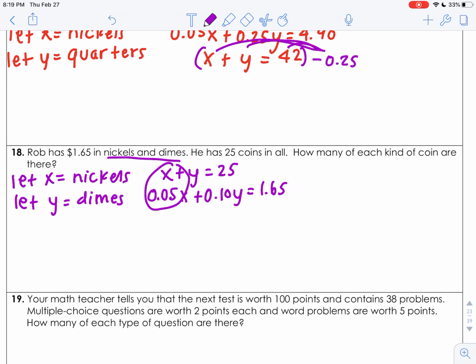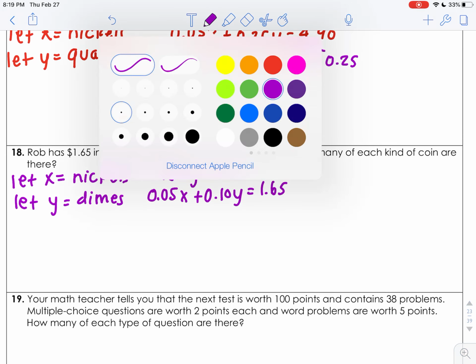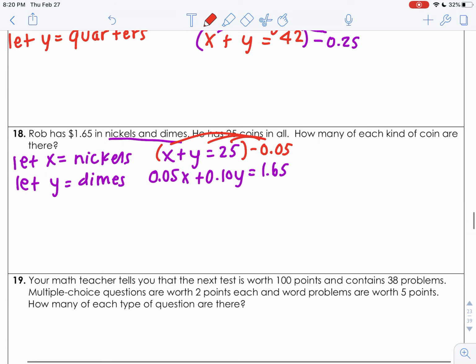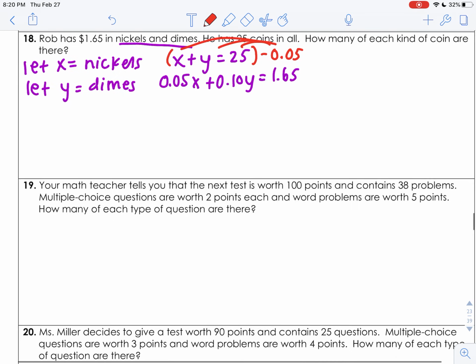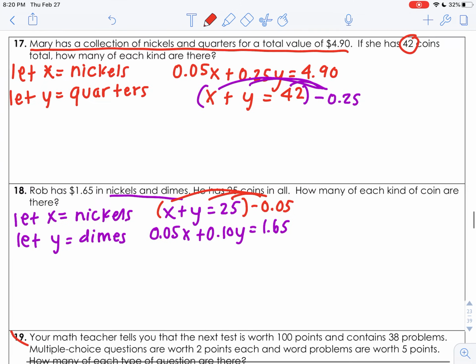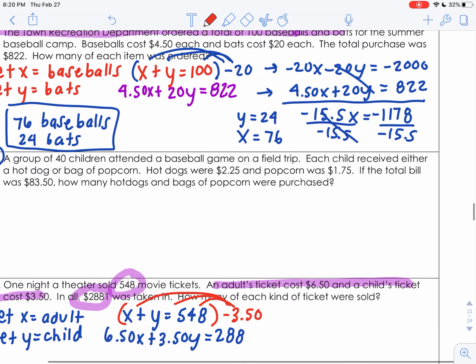If we want to cancel the X's out this time, we're going to multiply by negative 0.05 to everything in here so that we can get rid of those X's, okay? And that's it. We won't do 19 and 20. So finish the ones that we didn't finish together and then do the ones that I circled.